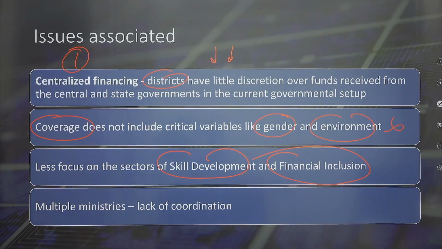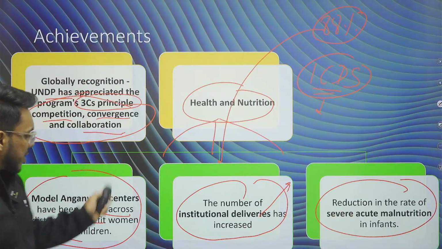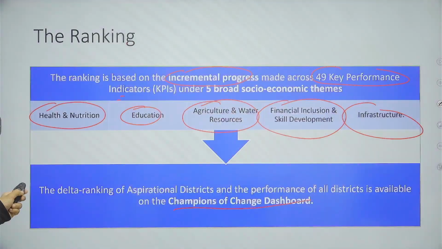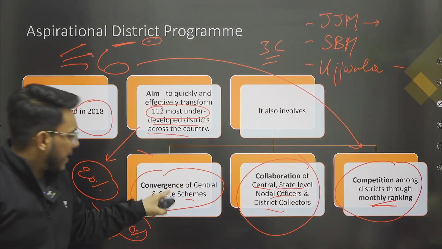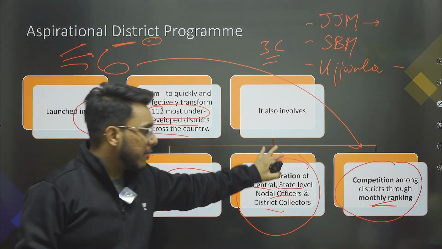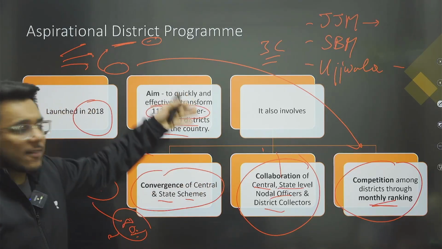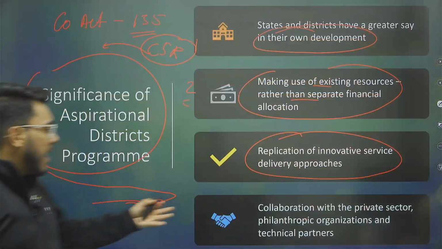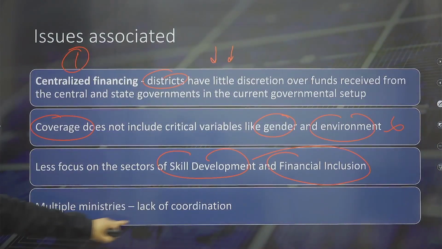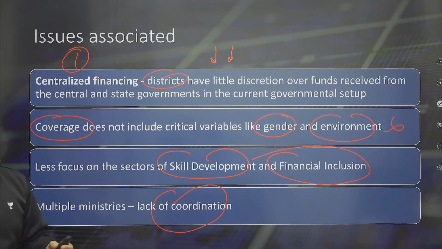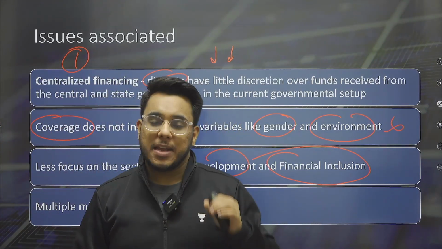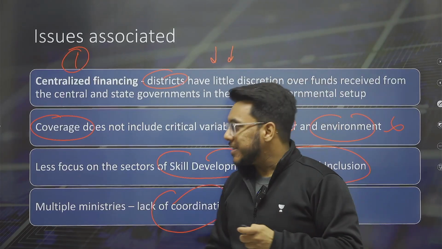And we have also seen that convergence and collaboration will be an important feature. Now, as different schemes will be provided where different ministries are involved, it often will bring the problem of coordination. Overlap will be there, which will bring certain burdens in effective delivery. So these are certain issues.